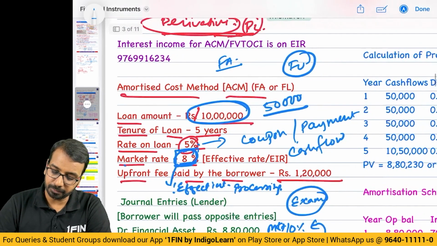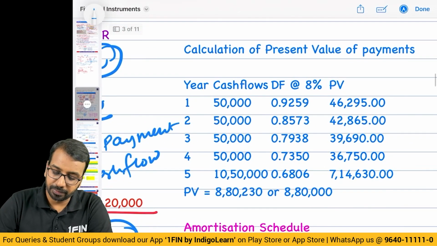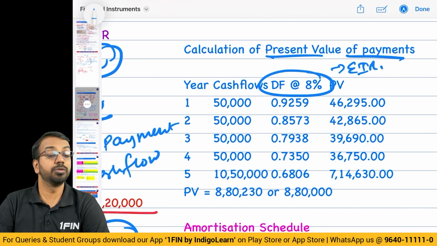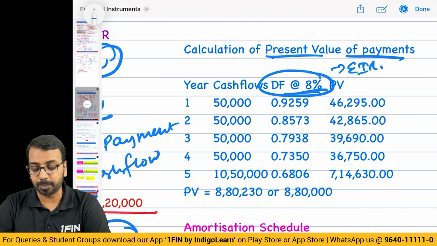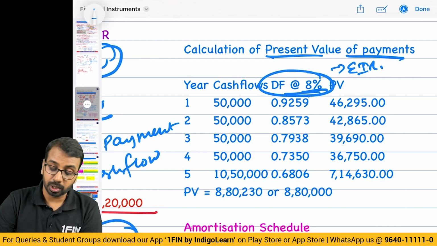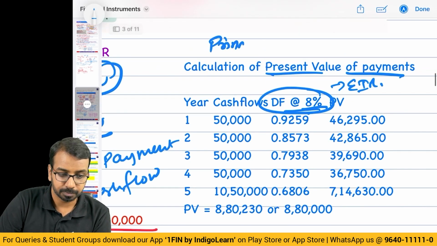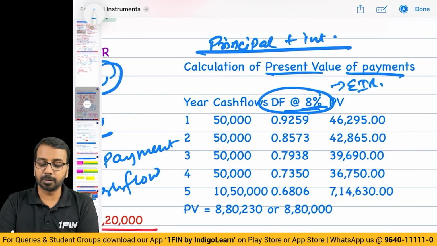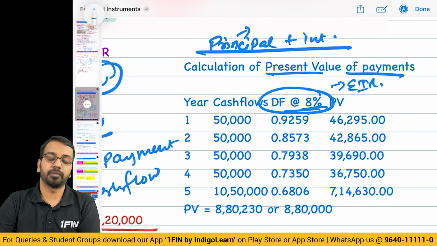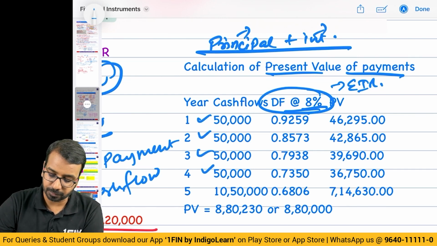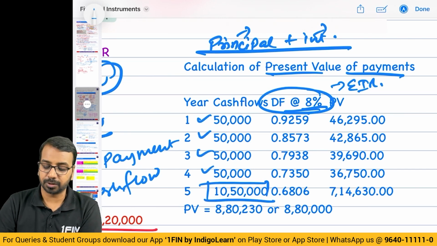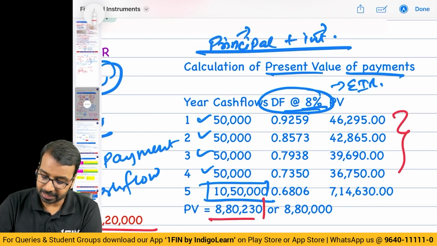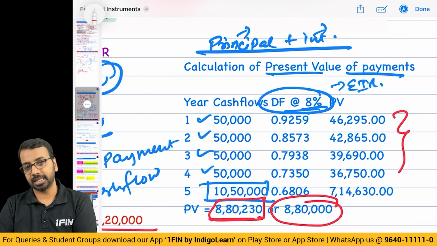Okay. So here what we will do is we will discount the present value of payments at 8%, which is the effective interest rate. Using the effective interest rate, we will discount it by 8% and get to the present value. What we will discount? We will discount the principal plus interest, means whatever you will pay after 5 years and interest. Interest is what? 50, 50, 50, 50, and finally you will pay 10,50,000. At 8% when you discount it, you will get the present value, which is 8,80,230, or rounded off to 8,80,000.